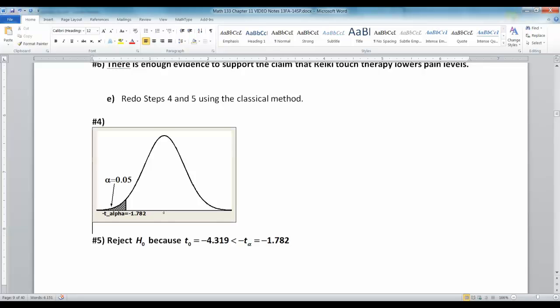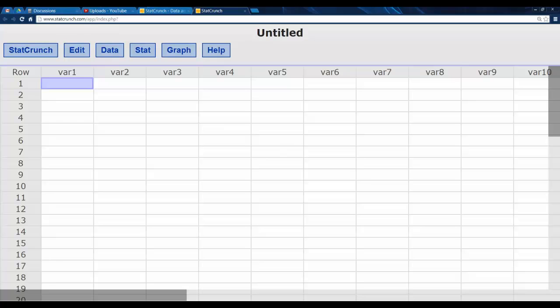Just on a real quick side note, I want to take you to StatCrunch and show you how to do all this with StatCrunch real quick, because it's super simple. What I'm going to do is type up my data. So this is before, this is after. Okay, let me type these in. I'm going to pause you and I'll be right back. There we go. So I got them in, before and after.